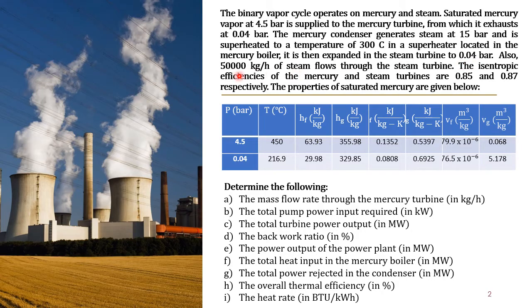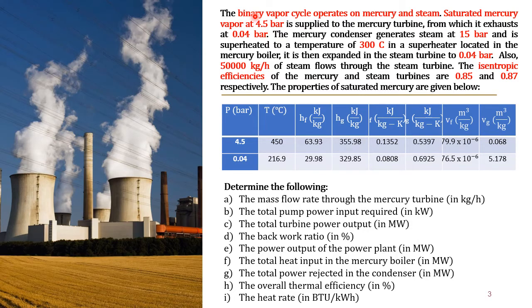Also, 50,000 kg per hour of steam flows through the steam turbine. The isentropic efficiencies of the mercury and steam turbines are 0.85 and 0.87 respectively. The properties of saturated mercury are given in this table, and we are going to determine the quantities found from letters A to I. So these are the key words or given in this problem. So this is a binary vapor cycle.